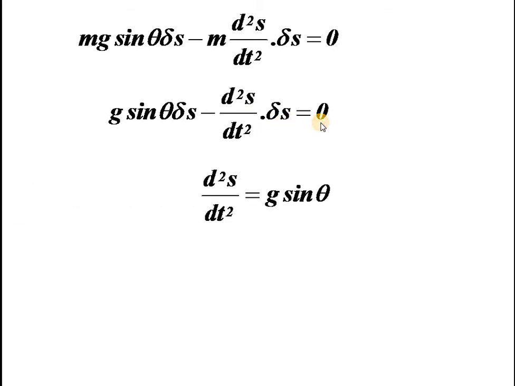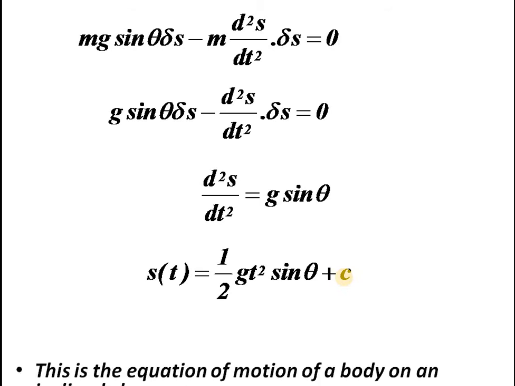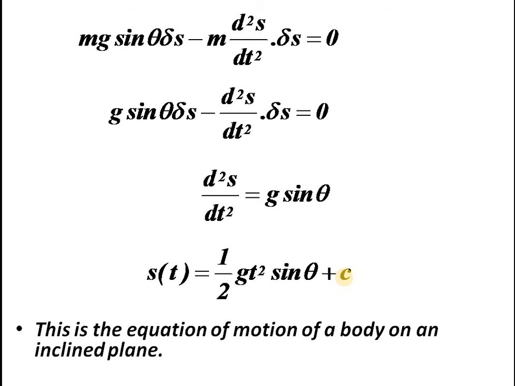Again, delta S is not 0, so you can equate g sin theta with d square S by dt square. And on integration, you get the equation of motion of the moving body, that is equal to half g t square sin theta plus some initial value, which can be computed by applying appropriate boundary conditions. So this is the formalism followed in D'Alembert's principle to solve the problem of a body moving on an inclined plane without any friction.